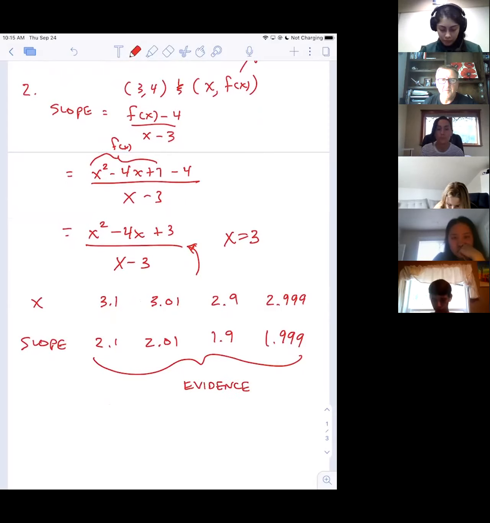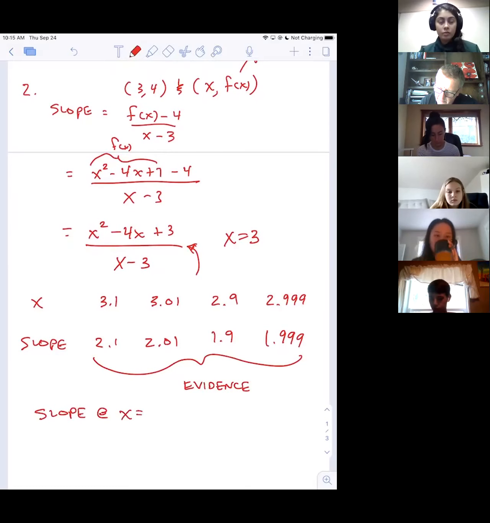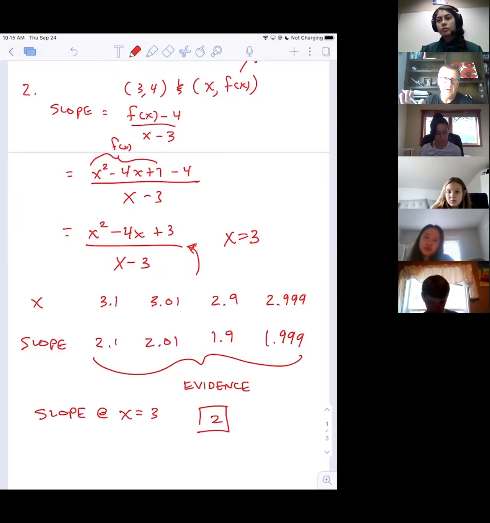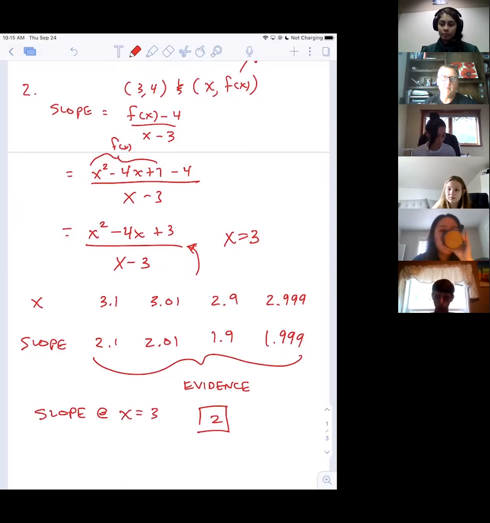Do you agree this feels like evidence that the slope at x equals 3 is indeed 2? Because we're getting close to 2 both ways, right? Kind of feels like evidence that it's 2. I'm ready to bet, aren't you? How much would you bet that the slope is actually 2? I'm going to bet it all. Let it ride. $2,000, whatever I got. I'm letting it all ride. Looks like evidence that it's 2.